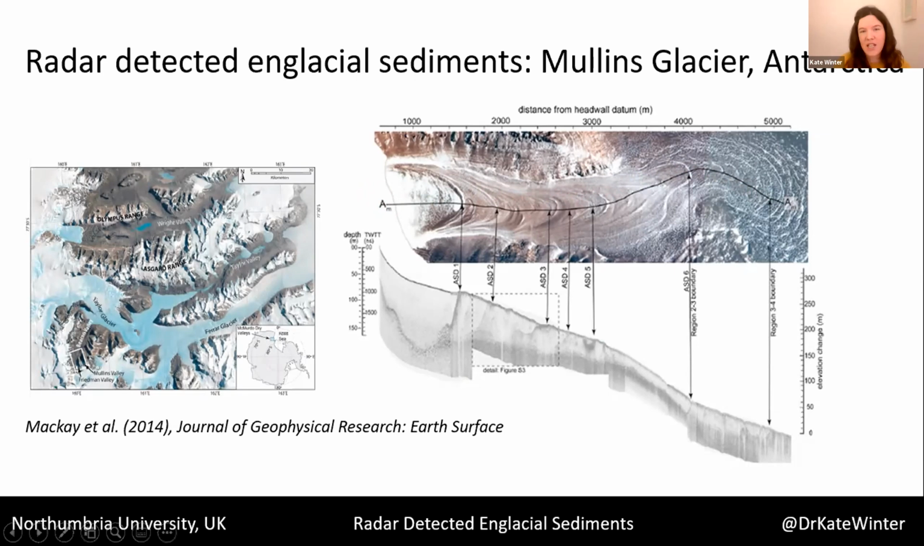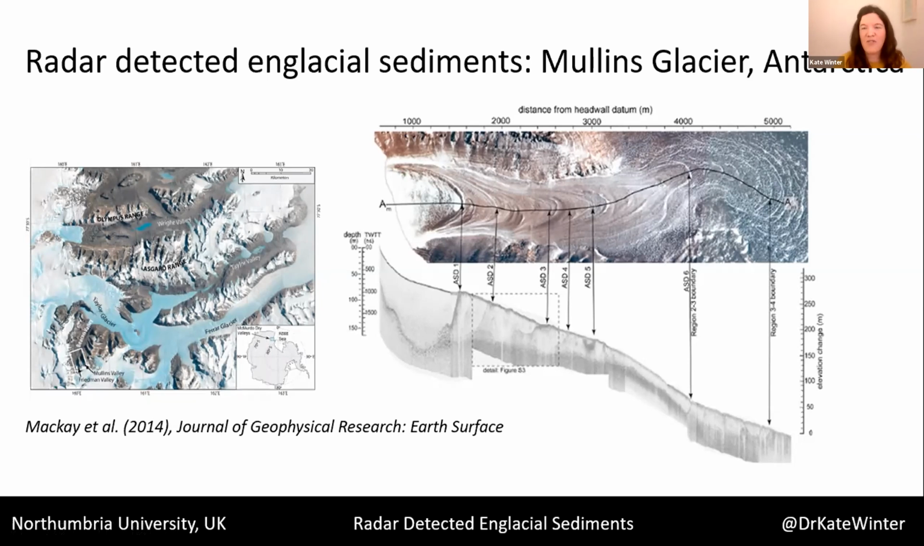In the radar transect below, we see the surface of the glacier here. We also see the bed of the glacier as well, so that really sharp contrast between ice and rock. We then also see these steeply dipping reflectors coming up to the surface, and they match bands in the top of the glacier in the surface. So this is a really good example from Antarctica. We don't have many examples from Antarctica of radar detected sediments.